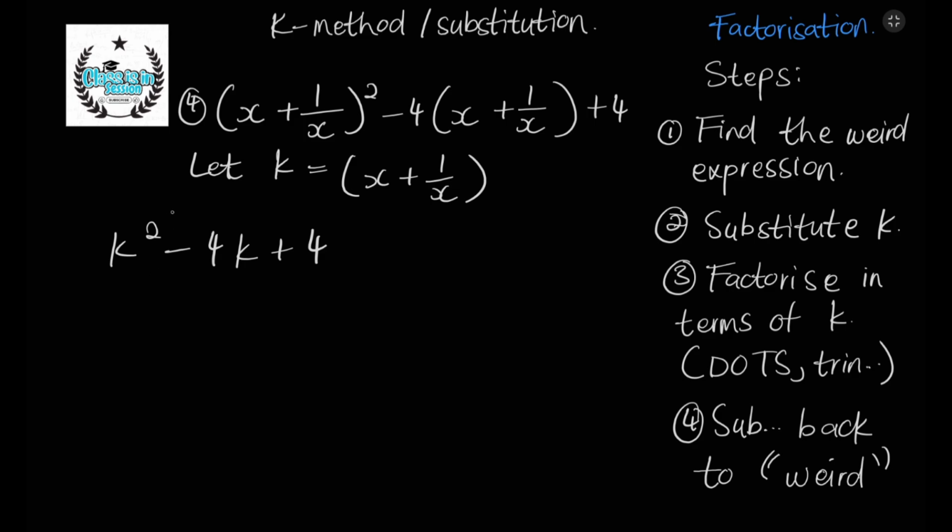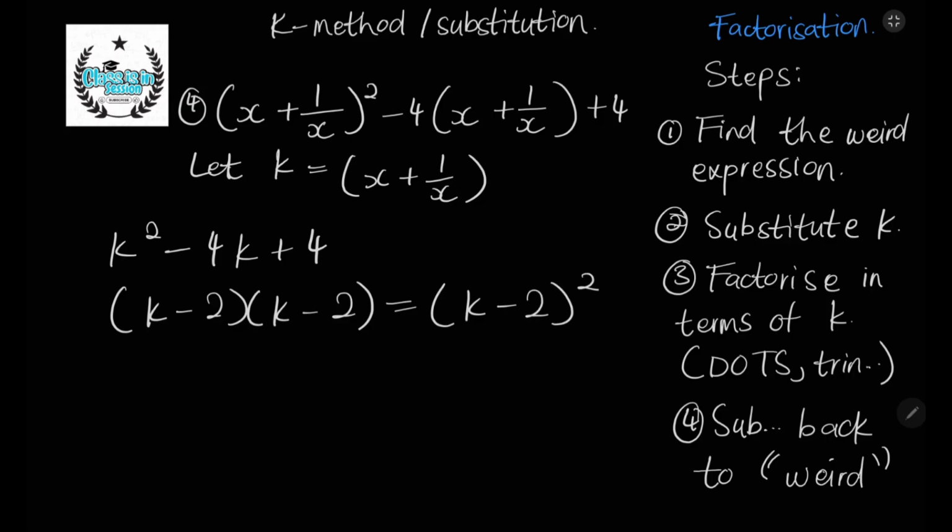When you factorize this, you should get k minus 2, k minus 2. This is a perfect square trinomial, so you can write this as k minus 2 squared. Remember, there's a video in which I taught you guys how to deal with the perfect square trinomial.